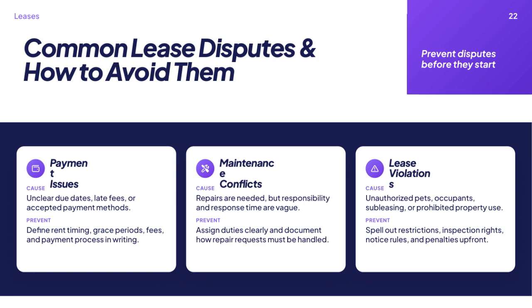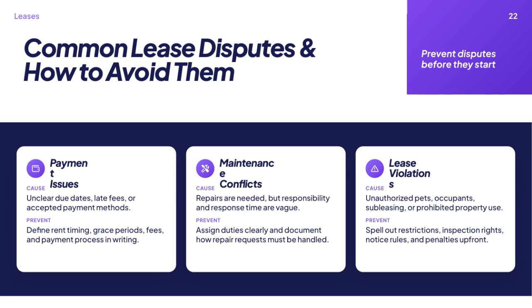Next, maintenance conflicts can be a big source of tension. These typically occur when responsibilities for repairs and expected response times are not clearly defined. To prevent this, assign specific duties for maintenance clearly and document exactly how repair requests should be handled so everyone knows what to expect. Finally, lease violations like unauthorized pets, extra occupants, subleasing, or prohibited property use can cause disputes.